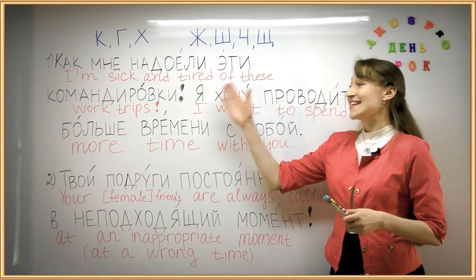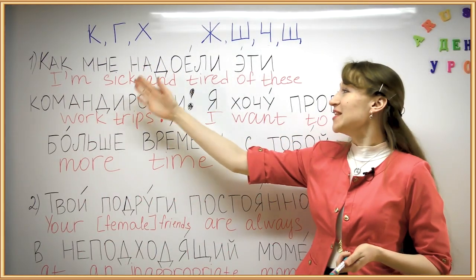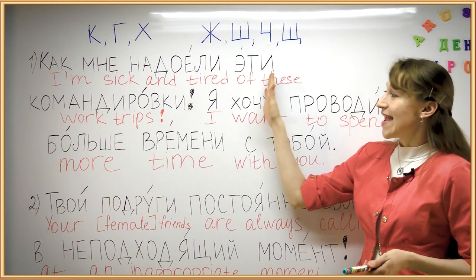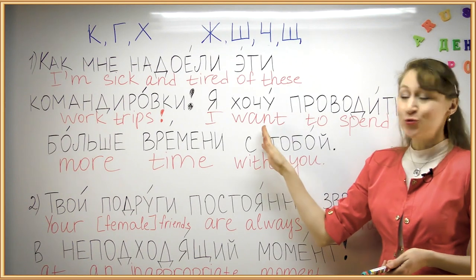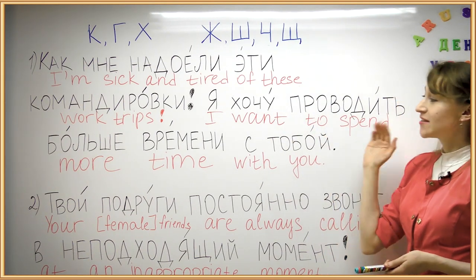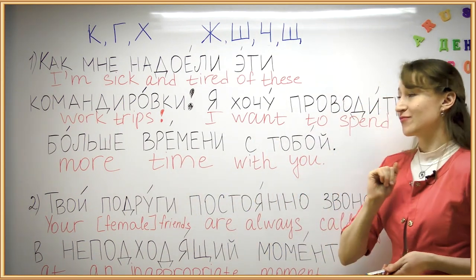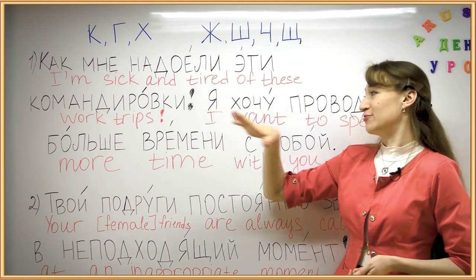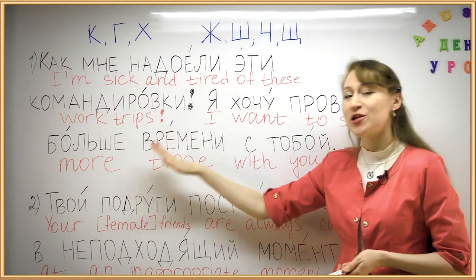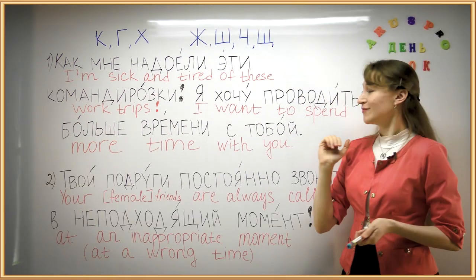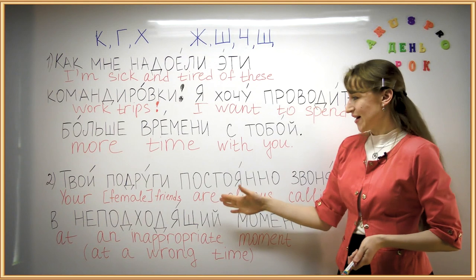The first phrase is a cry from the depth of a heart very much in love. Как мне надоели эти командировки. Я хочу проводить больше времени с тобой. Как мне надоели эти командировки. Я хочу проводить больше времени с тобой. Everyone wants this, right? The second phrase is another cry.